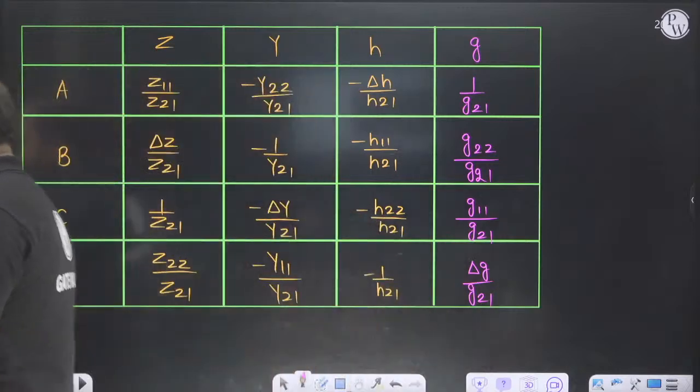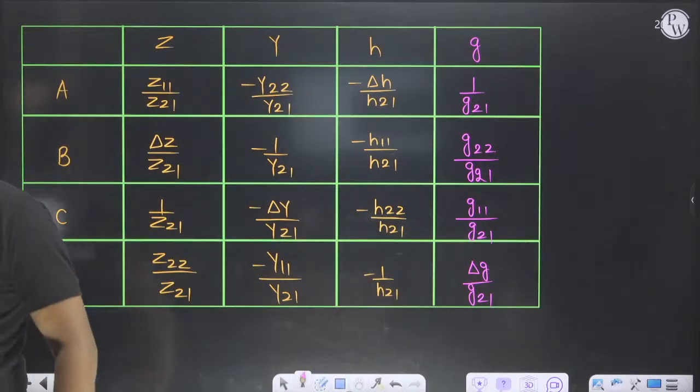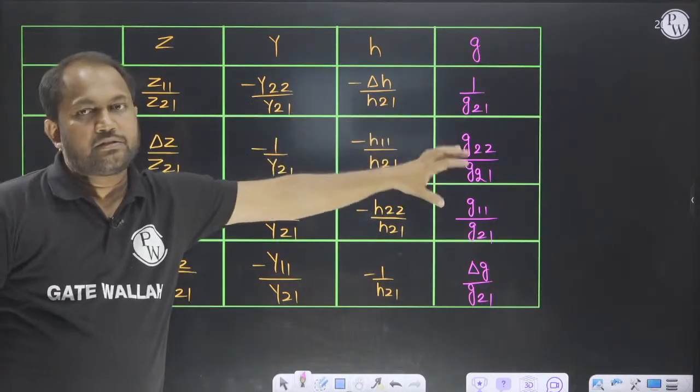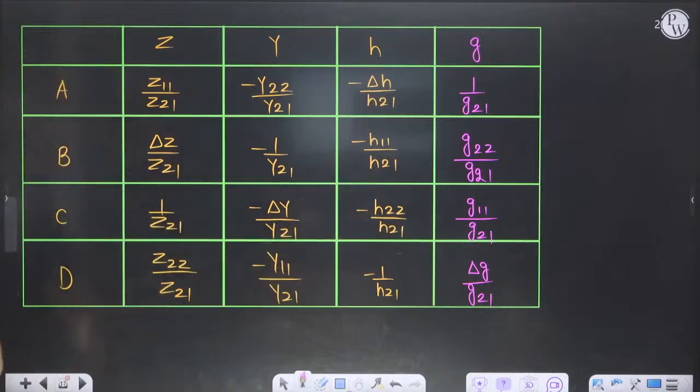So in terms of the G parameter it will be this. I have just written the inverse. If you have practice, you can do it very easily. If you don't have practice, then it will be very tough for you.